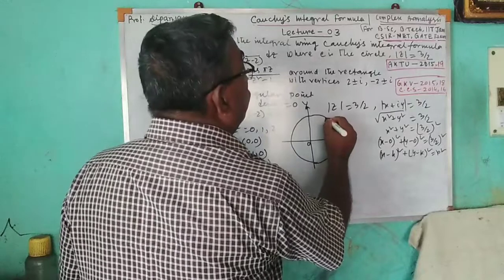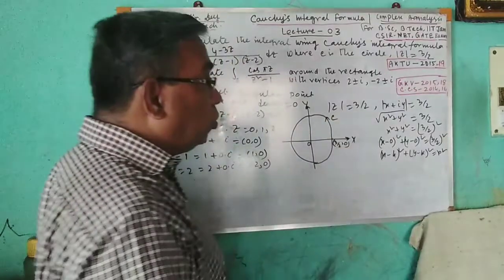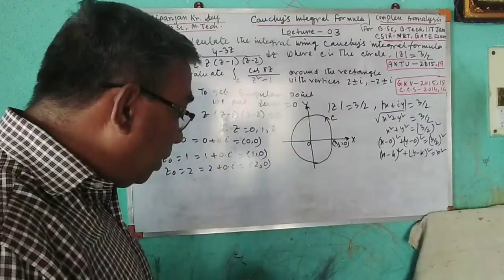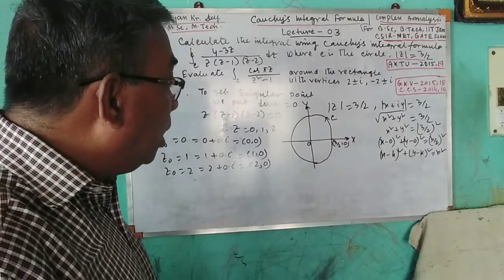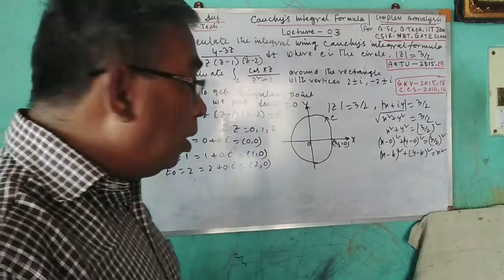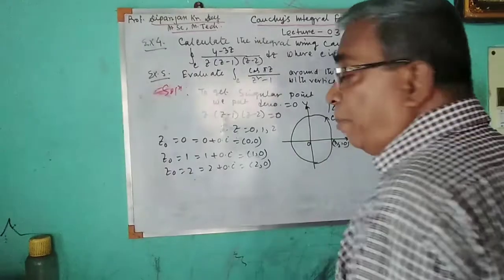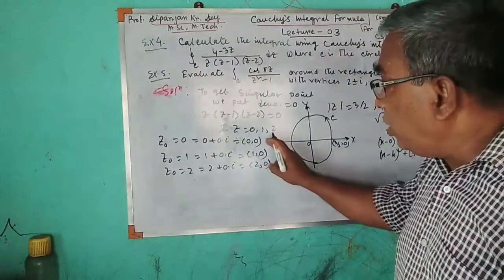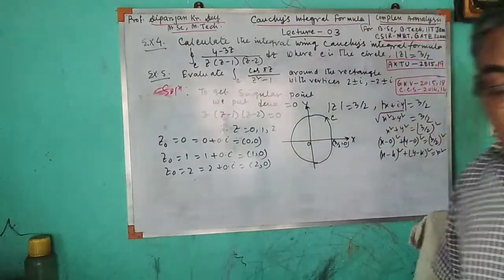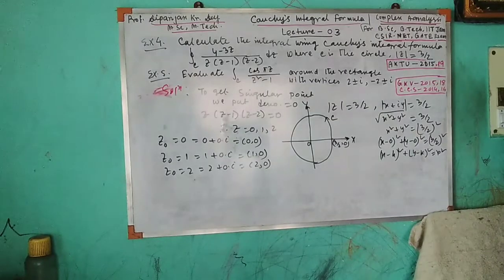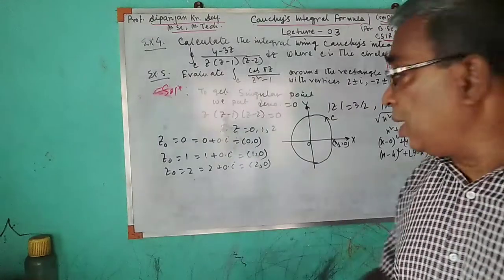This is a contour C. Contour C is the closed curve C. So after getting this closed curve, you have to check whether these 3 points lie inside the circle or outside the circle.